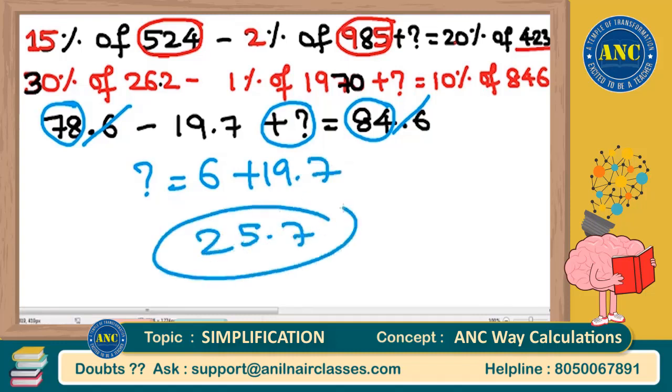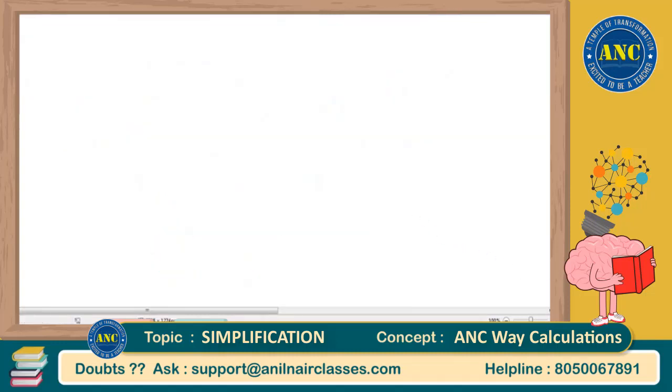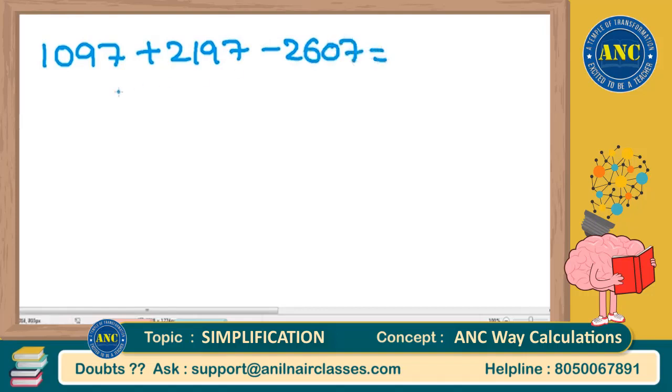Our answer is 25.7. Now Samir, in my previous question, I will write it for both Samir and Reena. Let both of them understand. I wrote it as 1097 plus 2197 minus 2607. This is the whole number part. The decimal number part is 0.63 plus 0.36 minus 0.24. Now see here, both Samir and Reena, I will clarify both of your doubts within this problem itself.